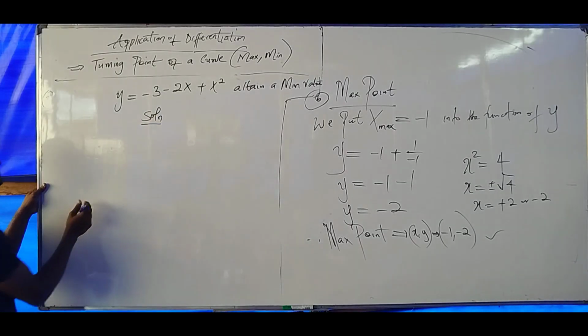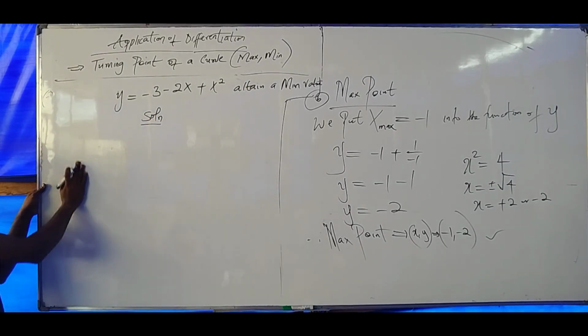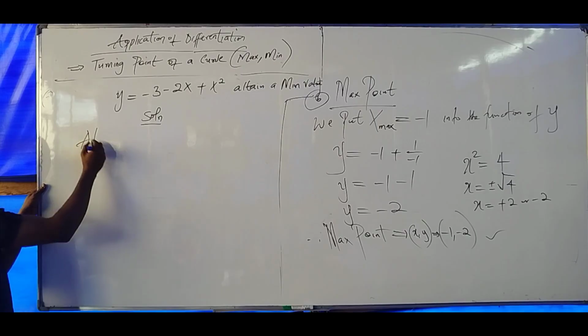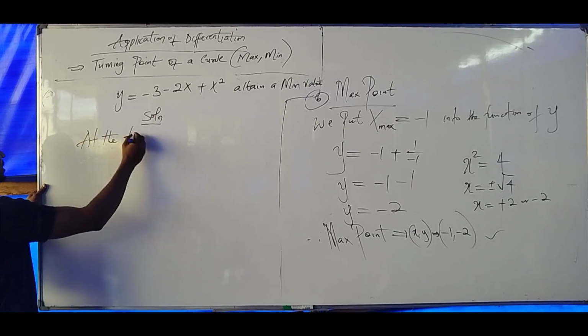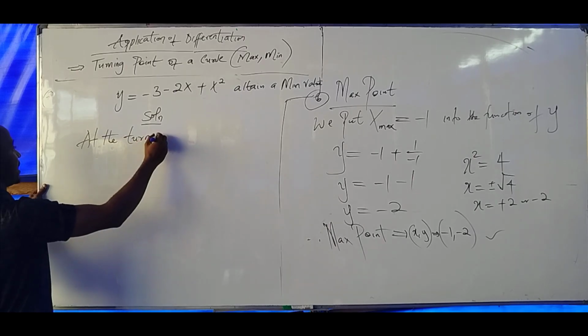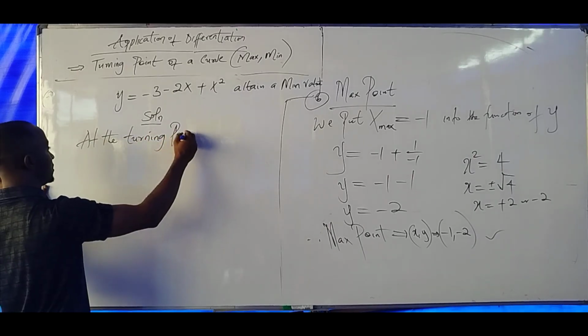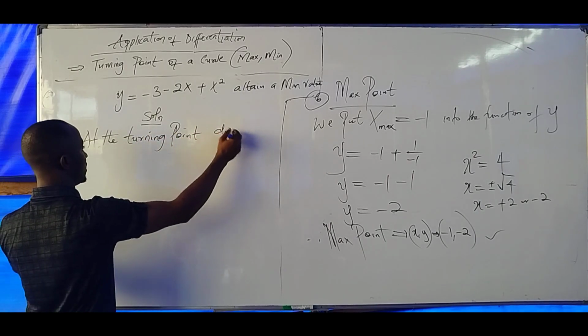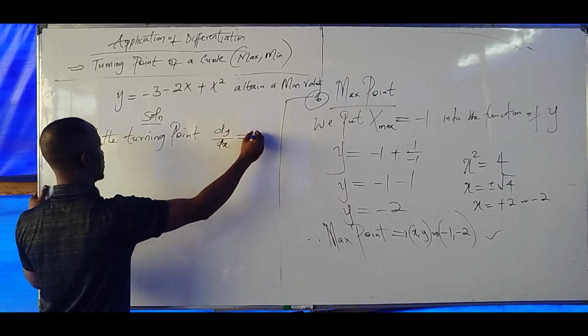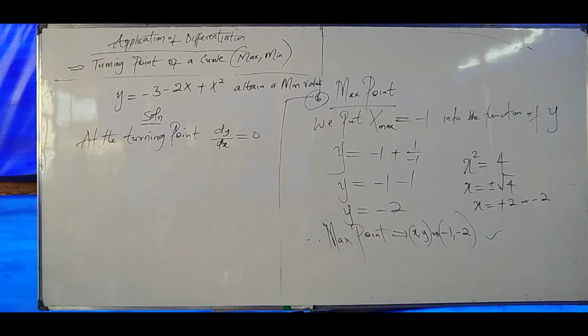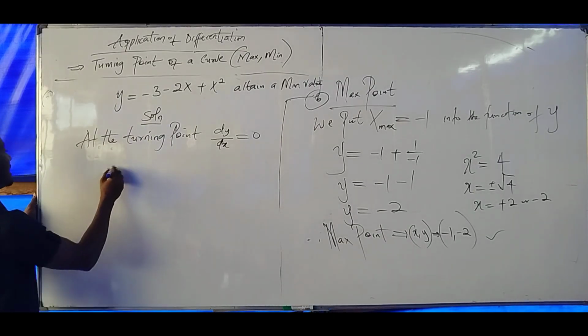So what do we do here? We differentiate it, right? Always start with this necessary condition. At the turning point, we say dy/dx is equal to 0. Is that not so? So let's go. What does that divide the x?